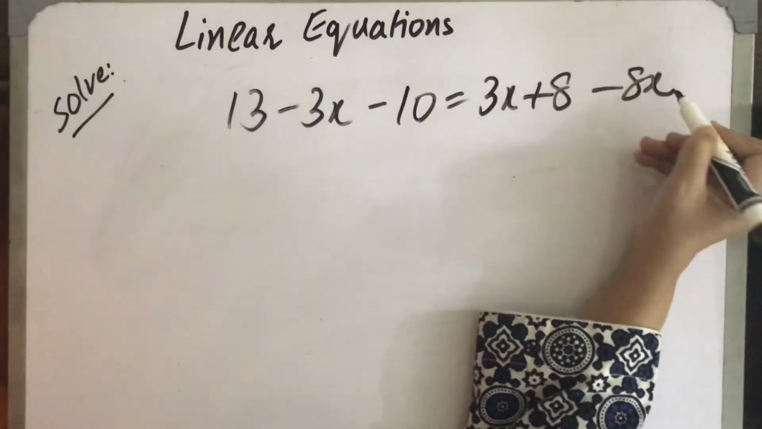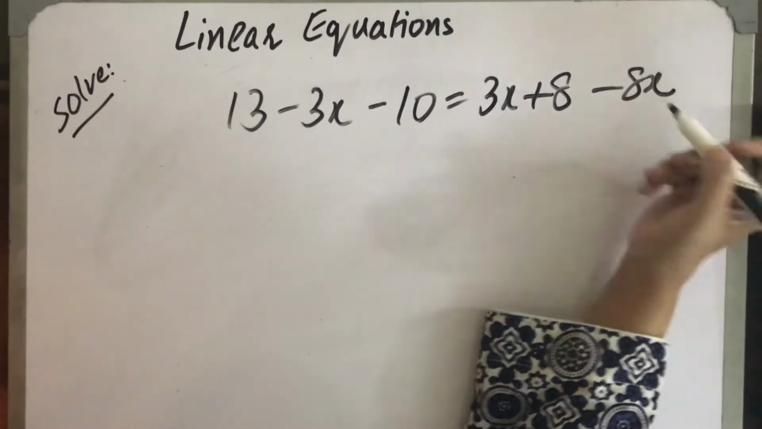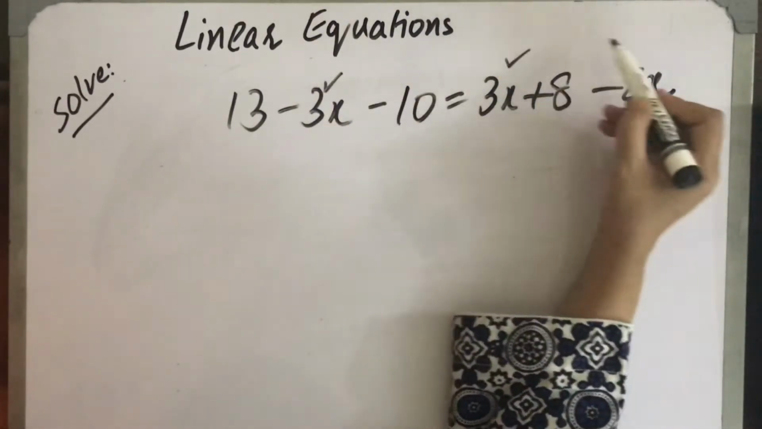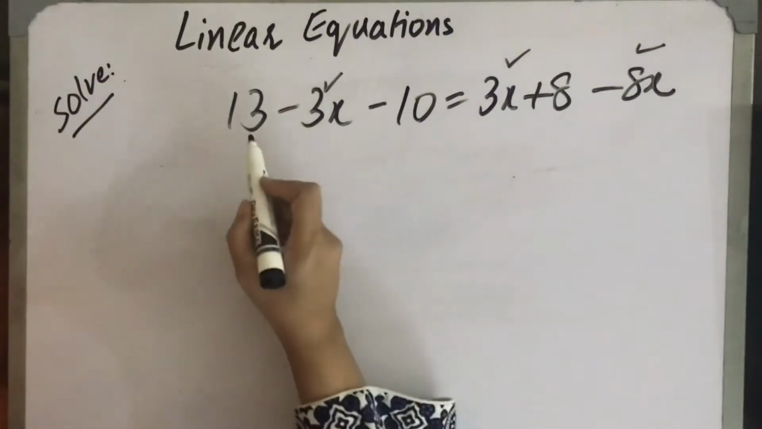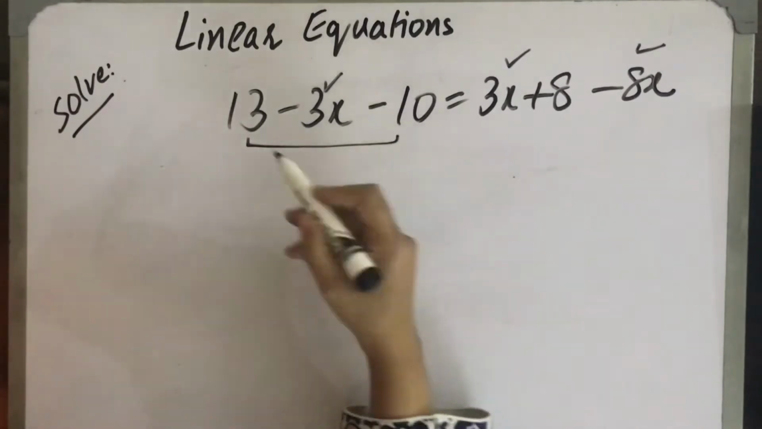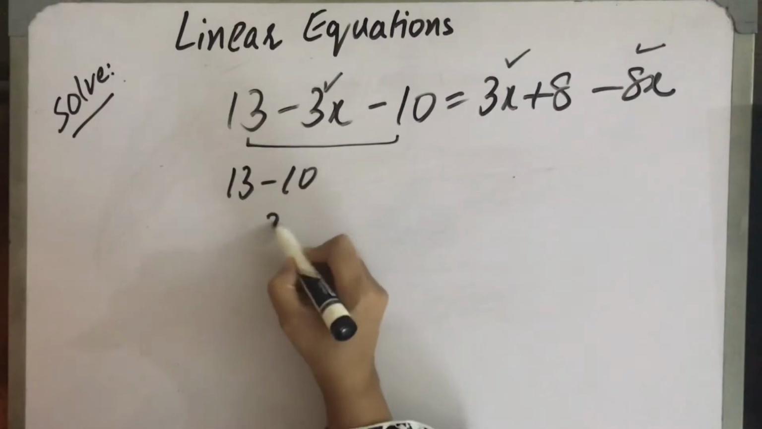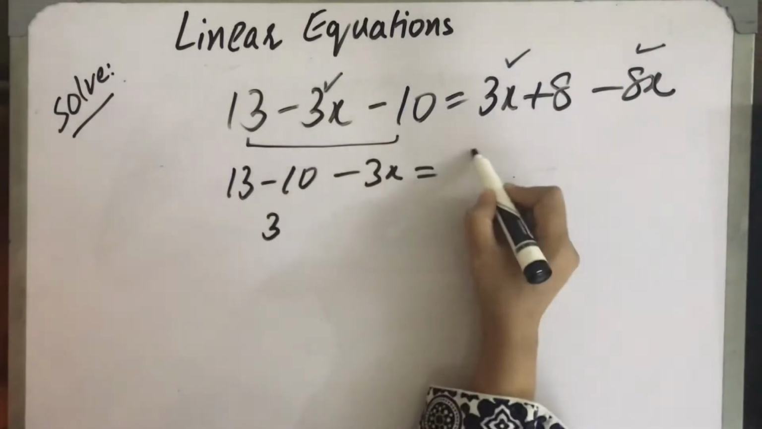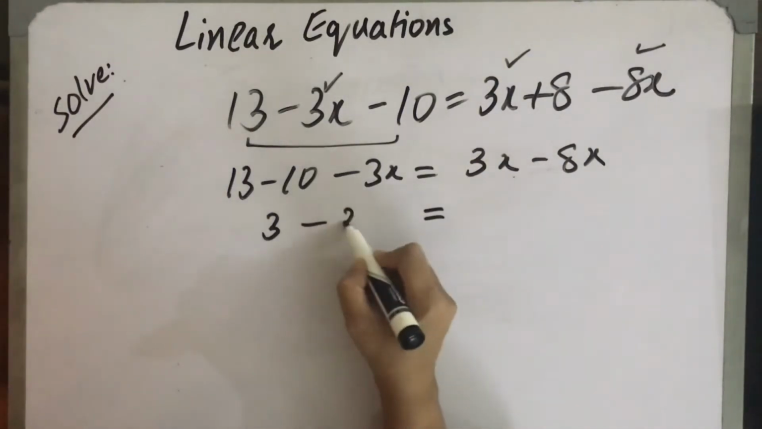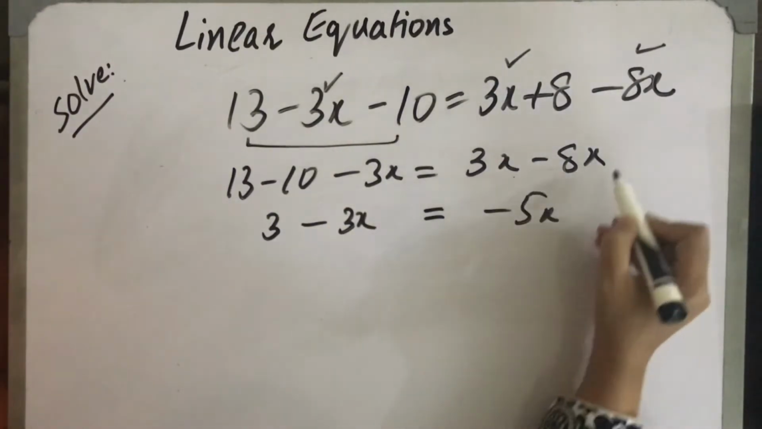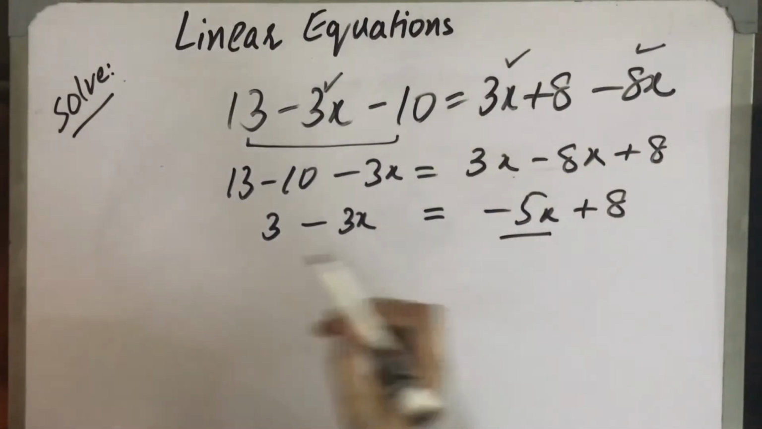Another very easy question, 13 minus 3x minus 10 equals 3x plus 8 minus 8x. First we shall select our variables. We can solve it here even before transferring from one side to the other side. If I take 13 and 10, which are like terms, which are constants, 13 minus 10 will give me 3. And on this side when I arrange, I shall have 3x minus 8x, minus 5x plus 8.